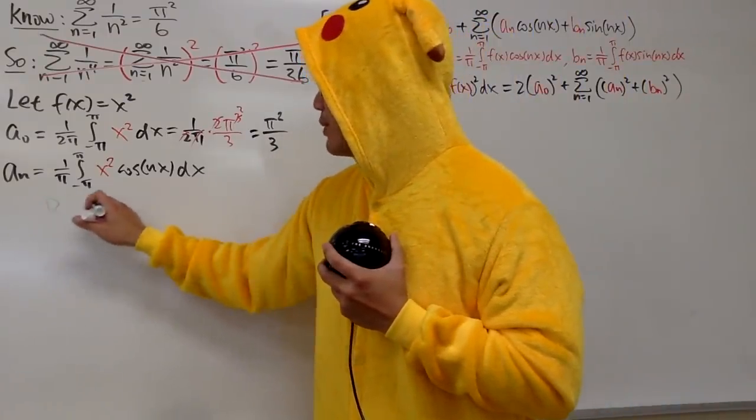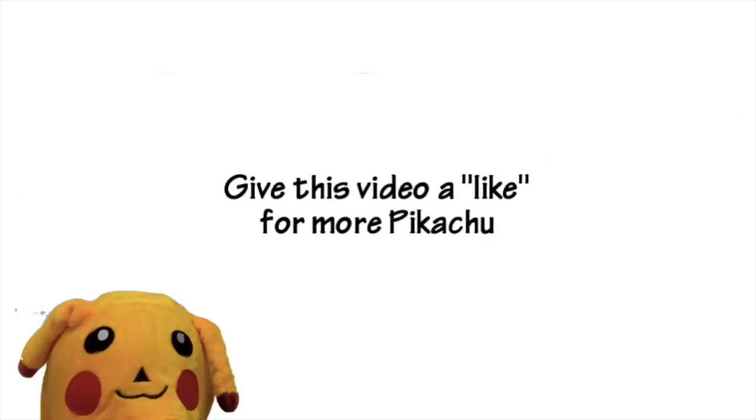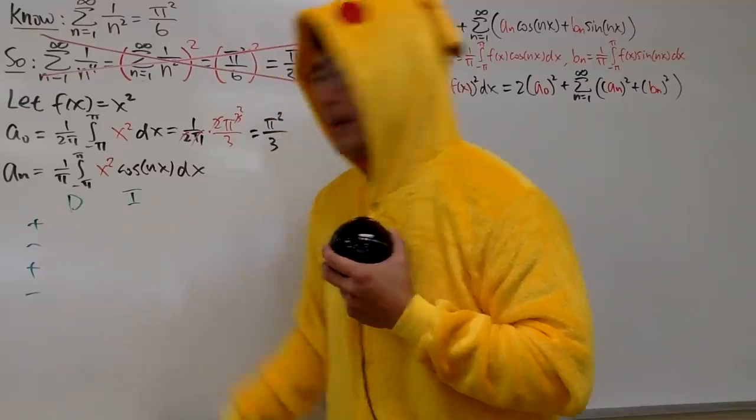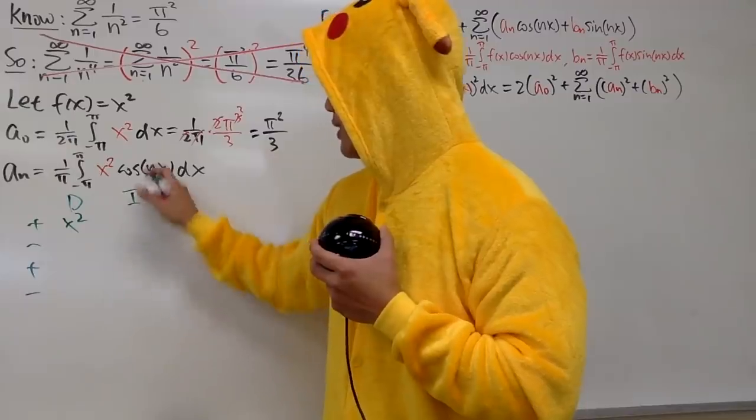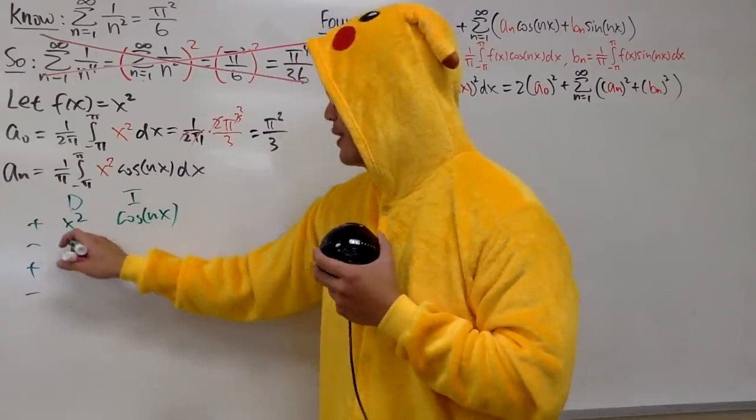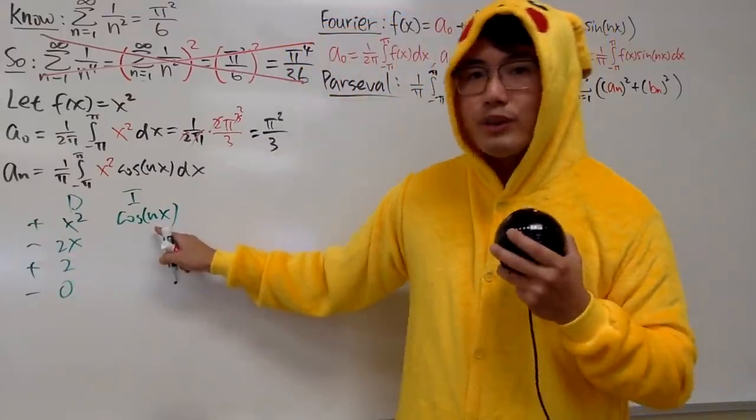So let me just put this down right here, real quick, okay? So I will have to integrate by parts. So of course, the DI method right here will help us out. So let's see what will happen. All right, differentiating x squared and then integrating cosine of nx. Let's do this real quick. Differentiating x squared, we get 2x, and then 2, and then 0.